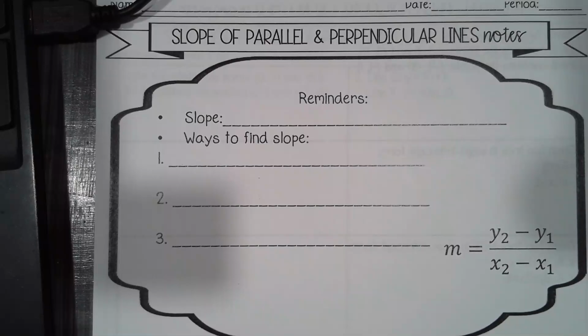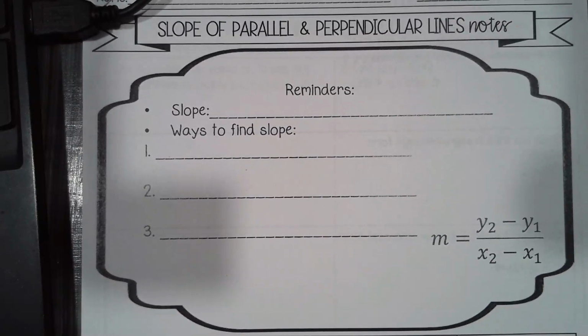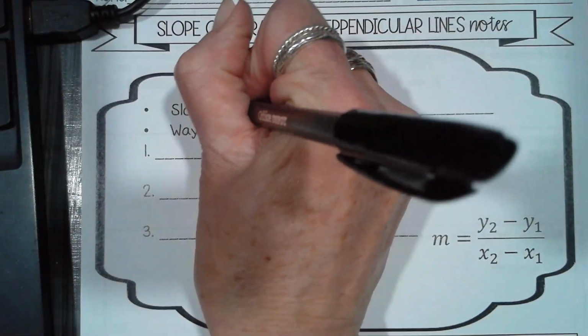Today we're going to talk about parallel and perpendicular graphs and functions and equations. Okay, so parallel and perpendicular lines have to do with slope. So slope tells you how slanted the line is.